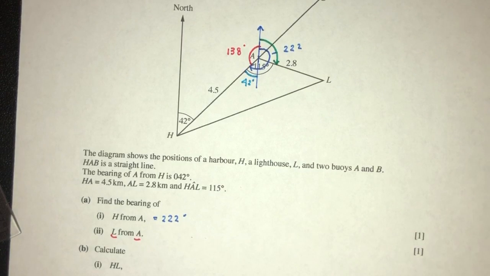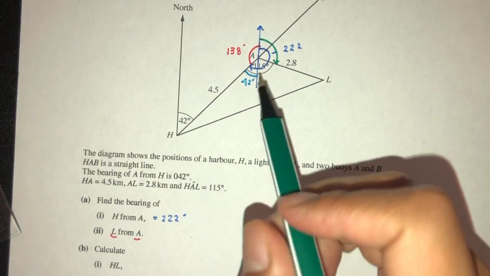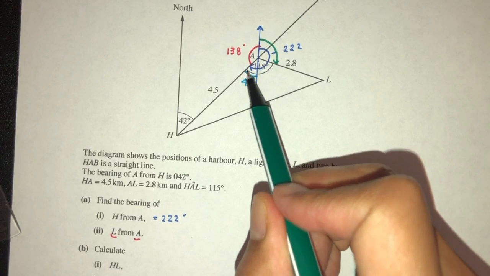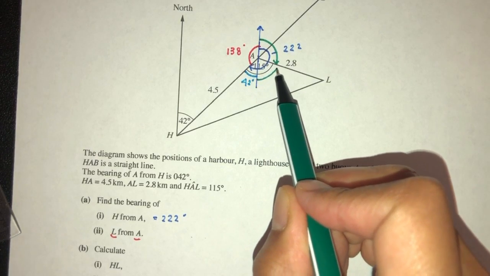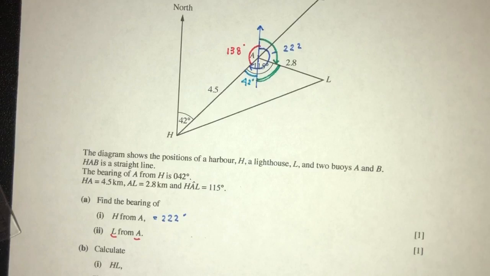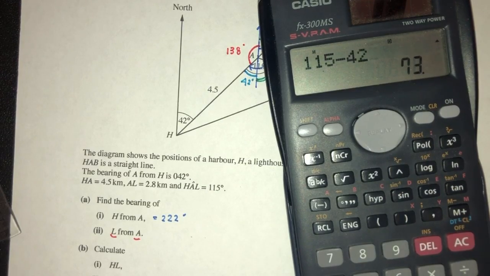We have to find the green angle, the bearing of L from A. So how would you find that angle? Let's observe and see what we can use. Now we can see that the whole thing here is 115. This is 42. So this will be 115 minus 42. That will be 73.